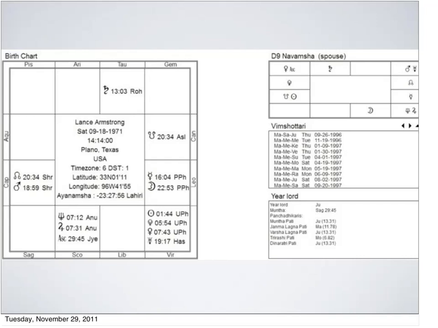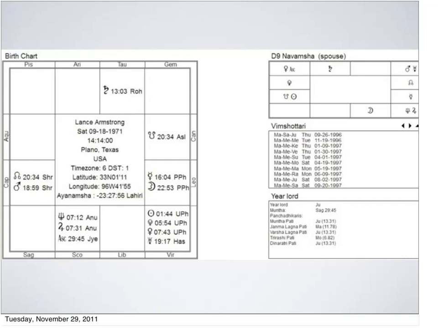So we started up here with Aries, and we worked our way around. The top left, the second block will be Aries, and then you'll see Taurus, Gemini, Cancer, Leo, Virgo, Libra, and then Scorpio.